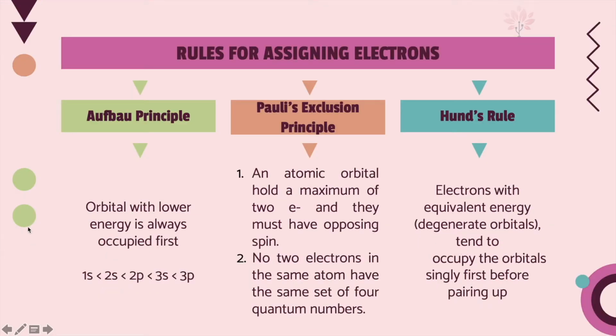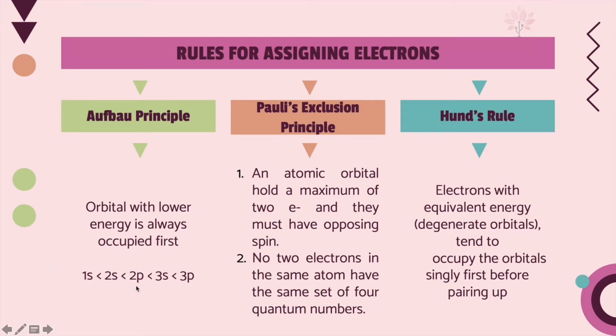Rules for assigning electrons. You have to follow 3 rules: Aufbau principle, Pauli's exclusion principle, and Hund's rule. For Aufbau principle, Aufbau states that orbital with lower energy is always occupied by electron first. If you want to fill the electron in the orbital, you have to fill the electron into the orbital which has lower energy first. Which one has lower energy?